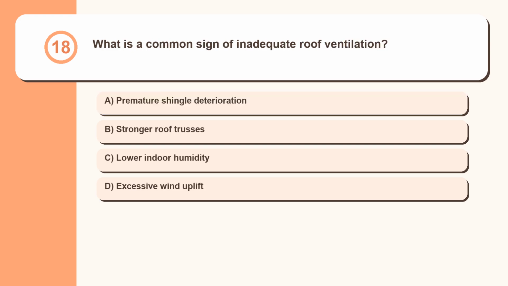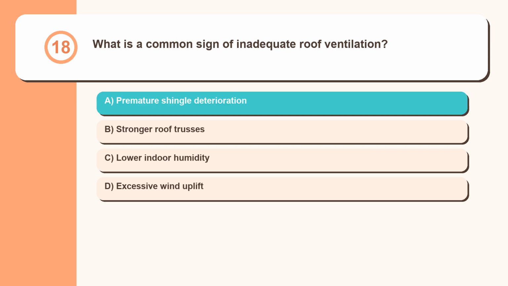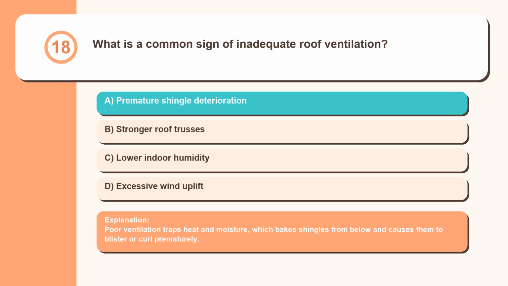Question 18. What is a common sign of inadequate roof ventilation? Premature shingle deterioration, stronger roof trusses, lower indoor humidity, excessive wind uplift. Poor ventilation traps heat and moisture, which bakes shingles from below and causes them to blister or curl prematurely.